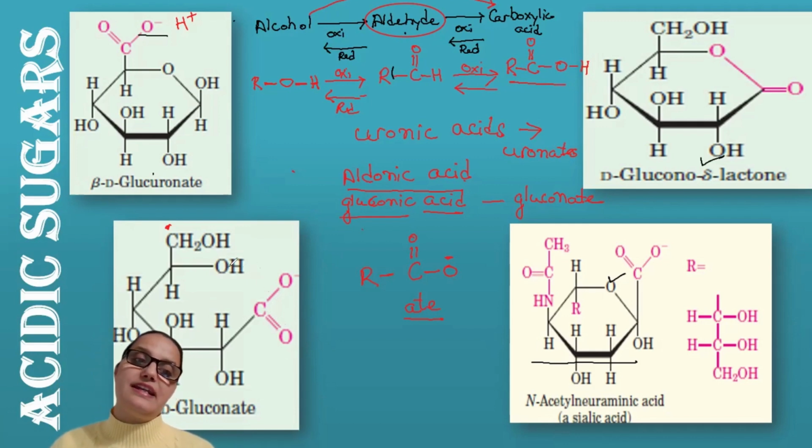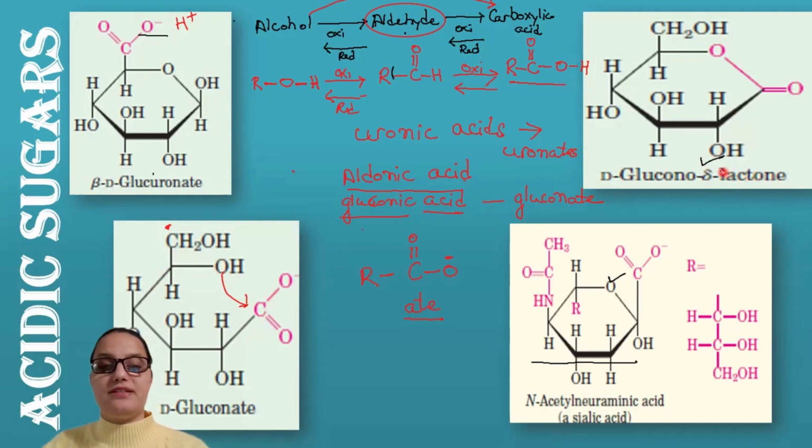So when this happens, the nucleophilic attack of this oxygen takes place on this, and the cyclization takes place. But this time, it is not the aldehydic group on which it is attacking, it is the carboxylic group over here. So this time a derivative of monosaccharide is formed, which is called D-glucono-delta-lactone. So these kinds of derivatives can also be formed from the linear acidic sugars. Linear acidic sugars get cyclized to form these lactone structures.